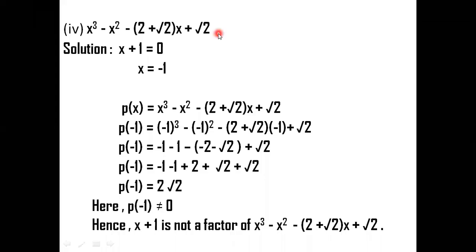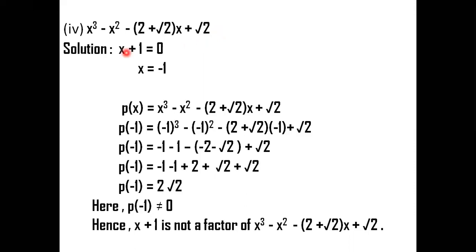Let us get to the fourth question, which says x cubed minus x squared minus (2 plus root 2) into x plus root 2. Now my dear students, I totally understand. By observing the question, you may find it difficult. We have brackets, we have roots, but let us follow the same steps that we did in the last question. Let us find whether x plus 1 is a factor or not.